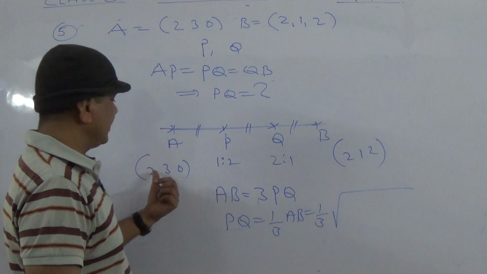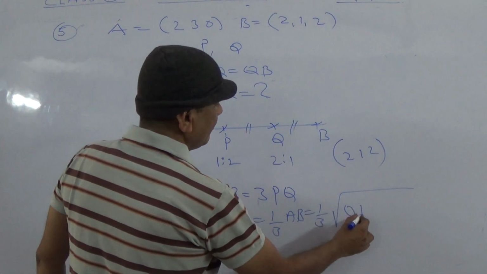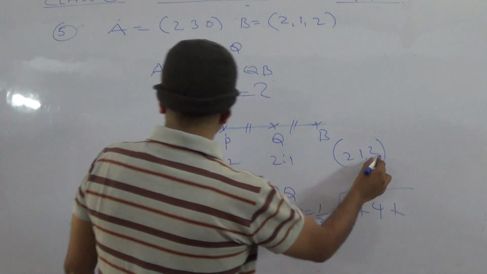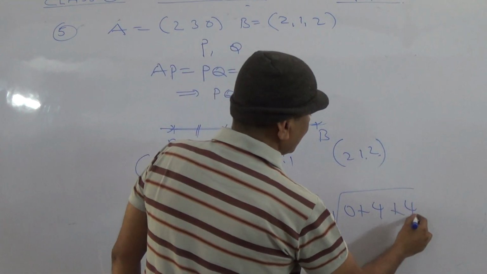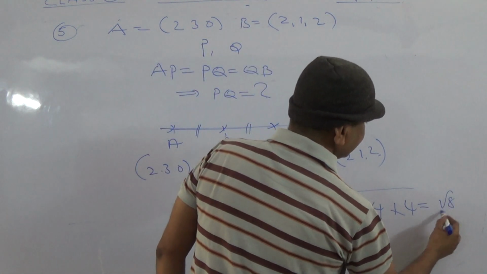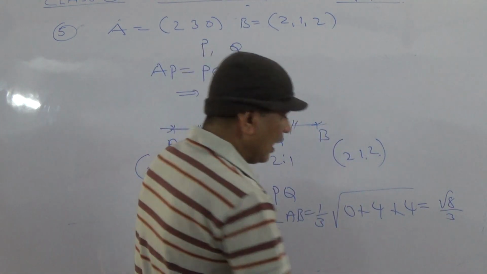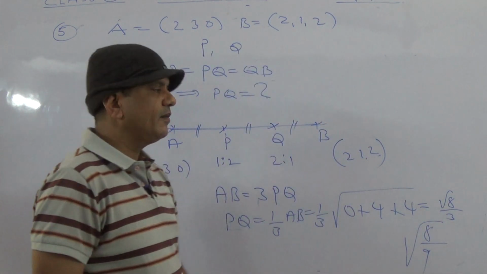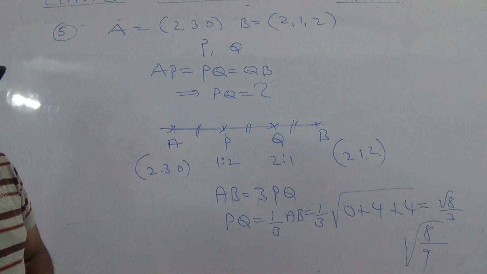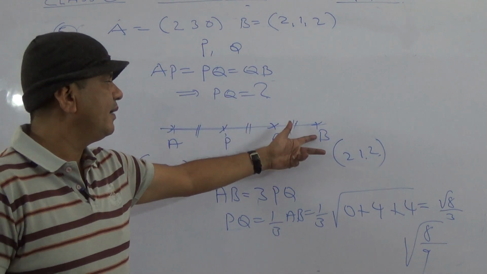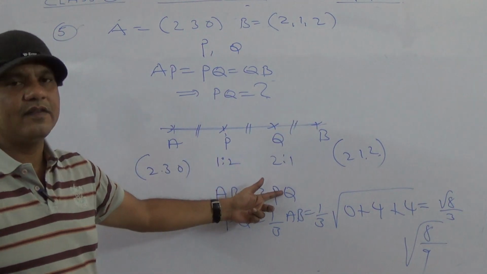Distance formula: (2 minus 2) squared is 0, plus (1 minus 3) minus 2 squared is 4, plus (2 minus 0) squared is 4, that is equal to 8. Root 8 by 3, or under root of 8/9. Root 9 is nothing but 3. If P and Q are given, then the distance between A and B, AB is equal to 3 times PQ.